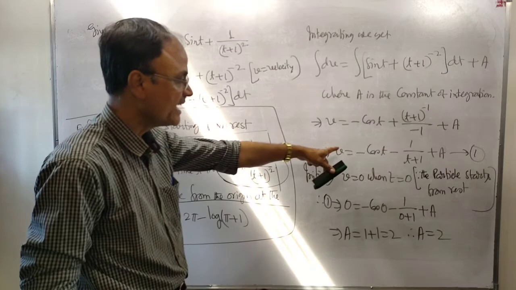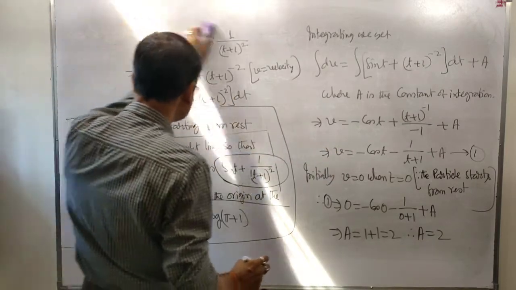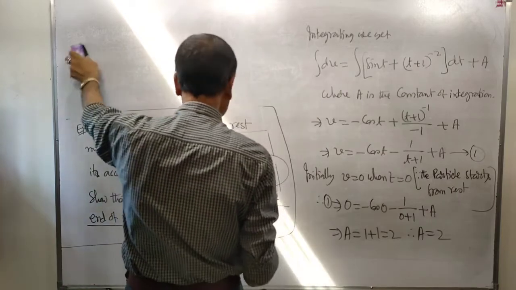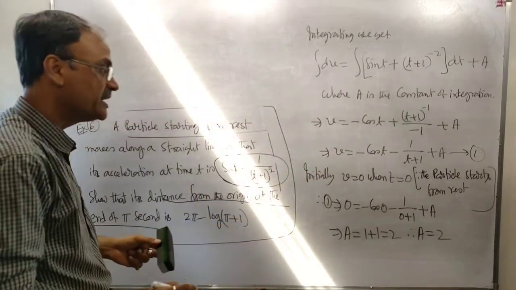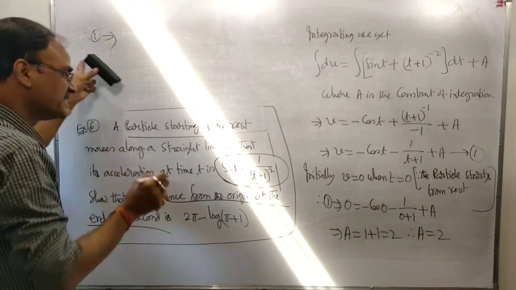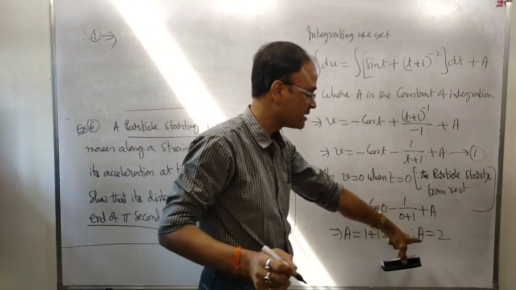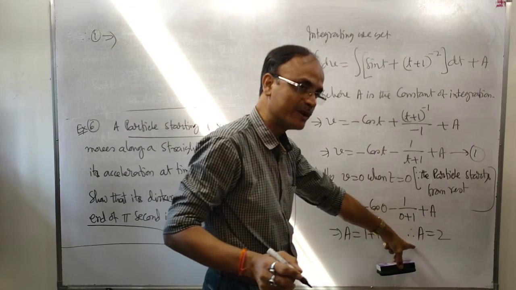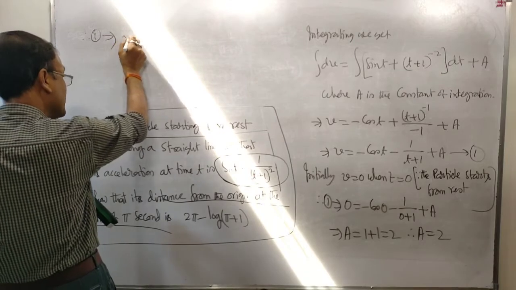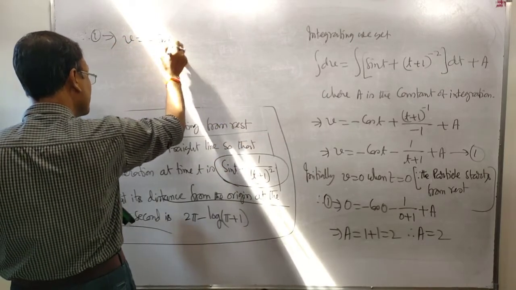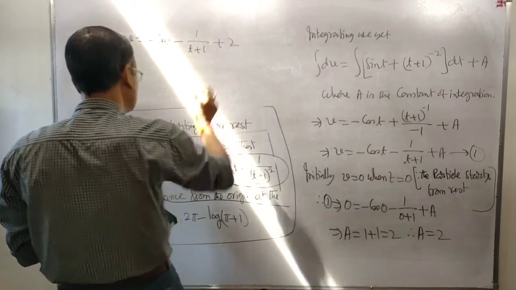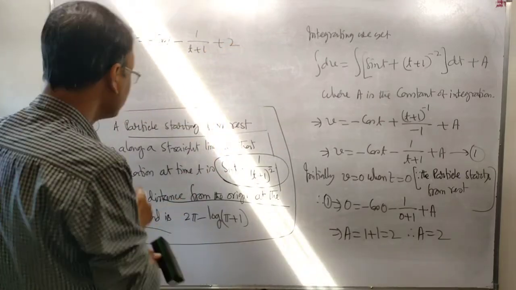Substitute the value of a in 1, we get, we are going to substitute the value of a in 1. Simple. v equal to minus cos t minus 1 by (t plus 1) plus 2.